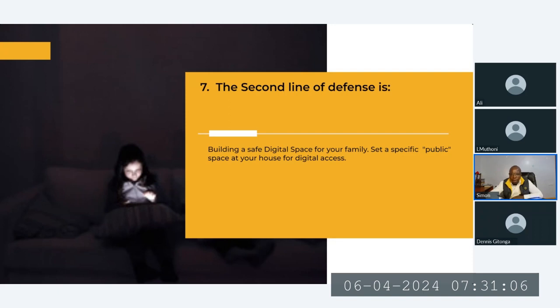So this is the second one after the first one, which is helping them understand that they can do great things by use of the internet rather than just consuming. So showing them a space where they can do that is the second line of defense, because these are places where you can actually observe them. It's just like they are within reach of your eye. You can actually see what they are doing at that particular space.